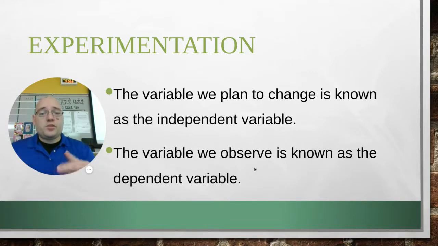The variable that you observe is known as the dependent variable. So we change one variable and we look to see what happens to the other variable. So as I change the route that I take, I observe what happens to the time that it takes. That's my dependent variable because the time it takes is dependent upon the route that I take. So that is the dependent variable. And on a graph, when we graph our results, the dependent variable is usually the y. So we have the independent variable on the x and the dependent variable on the y-axis.